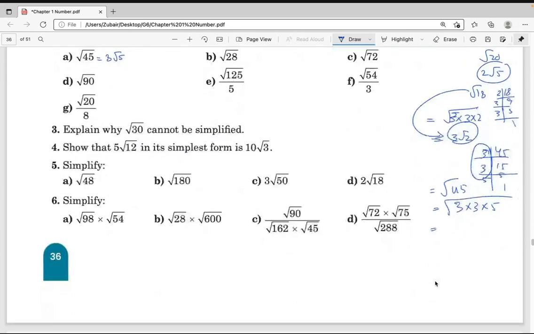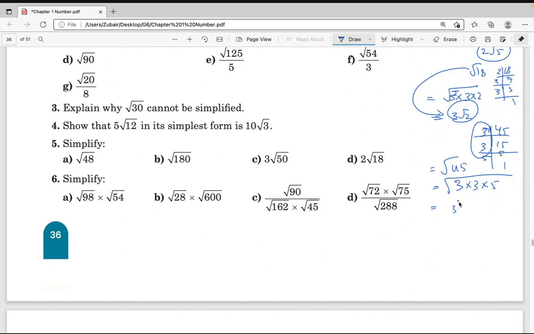Now see, there are two threes, which will make it 3 squared. Now this square gets him outside, gets him released. So that is 3 square root 5. This is 3 coming out because that was a pair. Everything without a pair is inside.